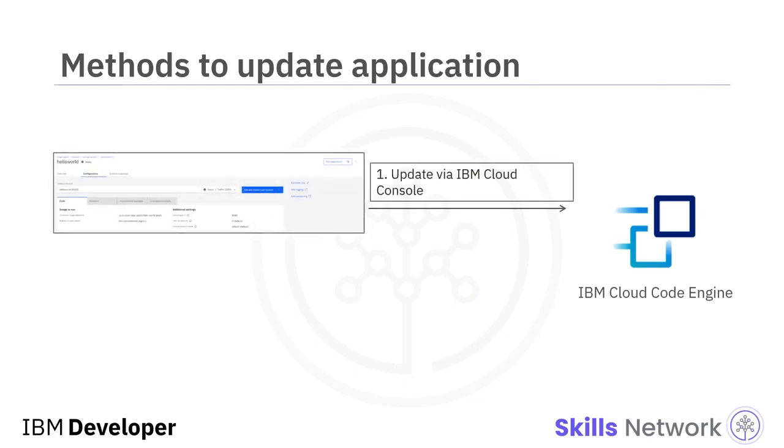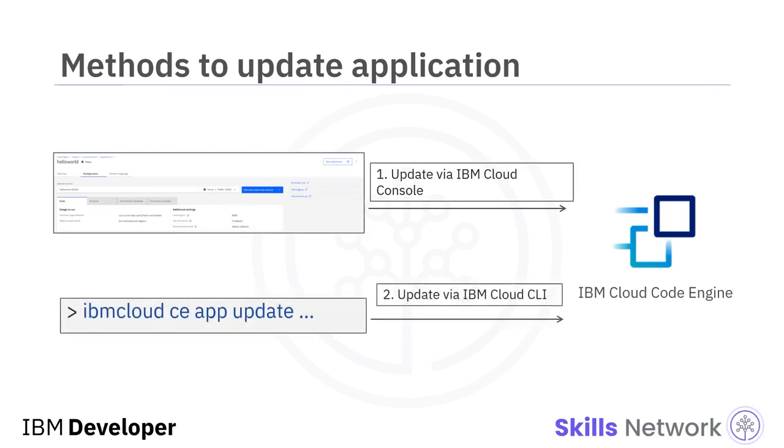If it is a simple update, like adding an environment variable, it's easier and faster to use the well-designed console UI. But for more complex and precise application updates, the Code Engine CLI may be more appropriate. The main command to perform all app update related operations is ibmcloud ce application update.